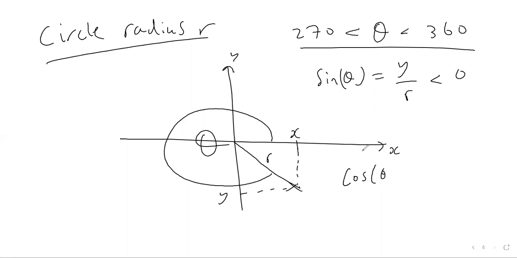So cos theta, adjacent divided by hypotenuse. Your adjacent is x, your hypotenuse is r, both positive numbers. This is going to be positive when theta is between 270 degrees and 360 degrees. But when theta is also between 270 and 360, tan theta is going to be negative because we've got y divided by x, your gradient of this line.